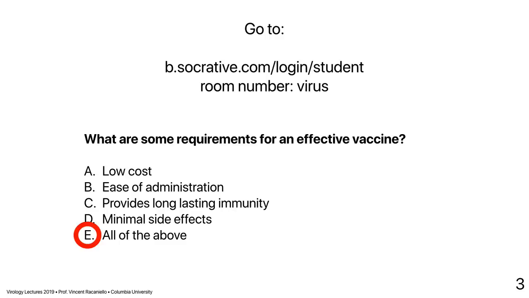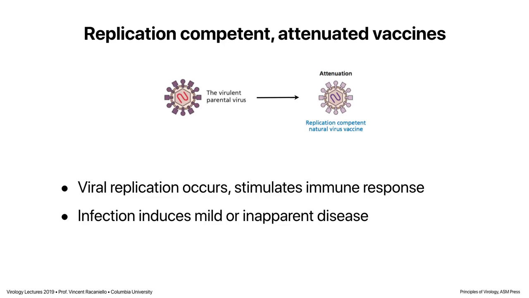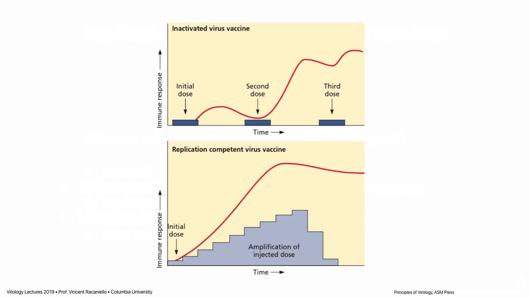The other big group of virus vaccines are the attenuated vaccines. They're infectious, or replication competent. We take a virus and somehow we modify it genetically so that it no longer causes disease. It will replicate, stimulate immune responses, but cause mild or no disease. And the idea here is that with an inactivated vaccine, sometimes you have to give several boosts to get a good immune response because the virus is not replicating. But with a replication competent vaccine, it's amplifying itself in you without causing disease, so you get a better immune response.